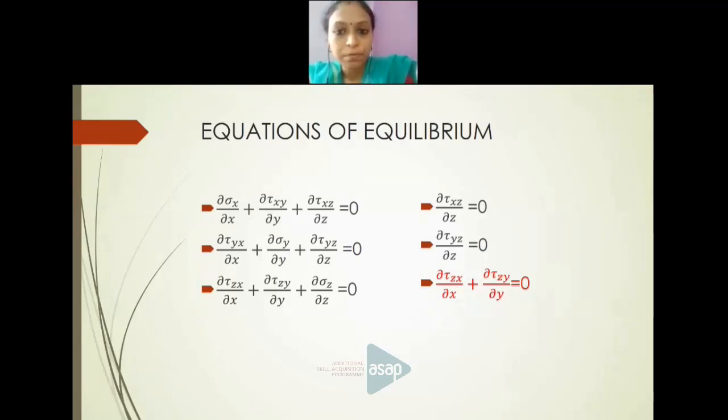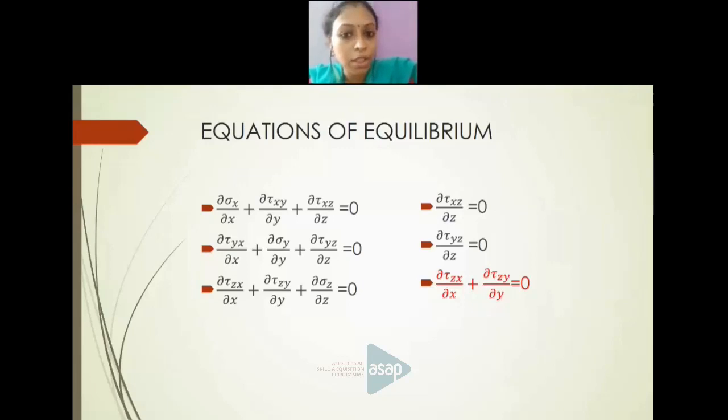Now we will apply whatever stresses we have to these equations. Let me take the first equation. The first equation is dou by dou x of sigma x, right? We do not have any sigma x, so the first term gets cancelled. The second term, tau xy, we do not have here, so it is cancelled. And tau xz exists, but here we have to differentiate it with respect to z, and tau xz doesn't contain any z term, so that also gets cancelled. So the first entire equation gets cancelled.